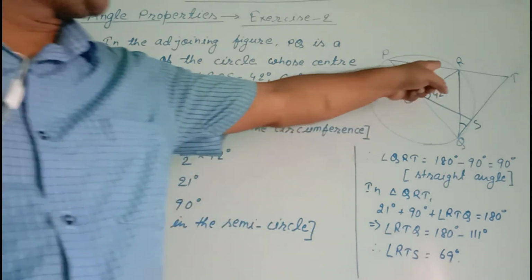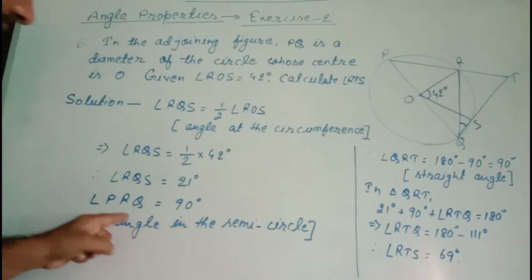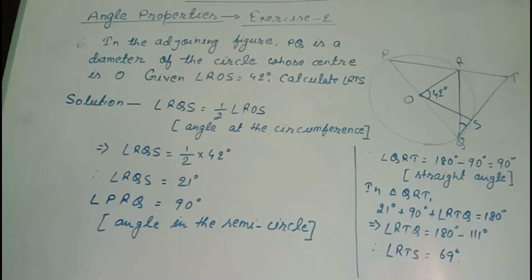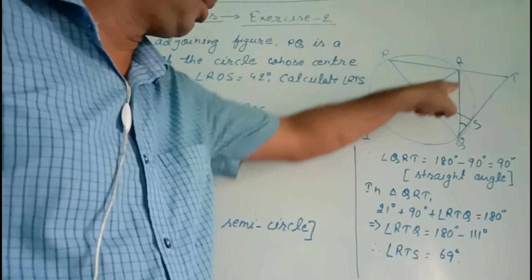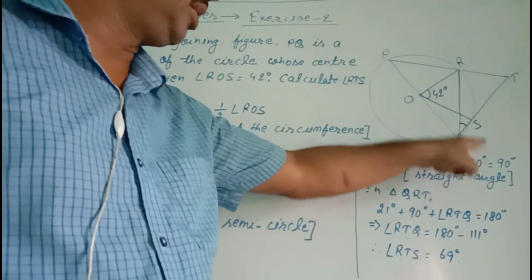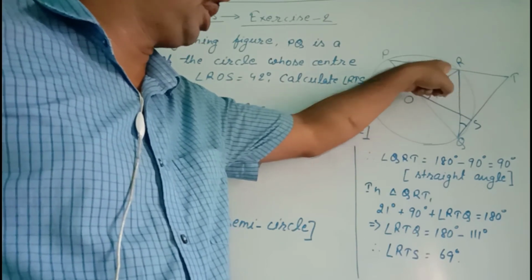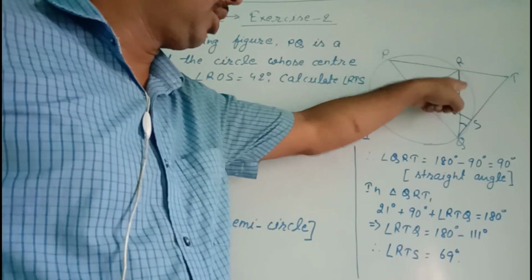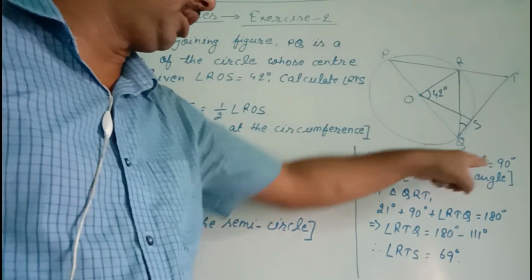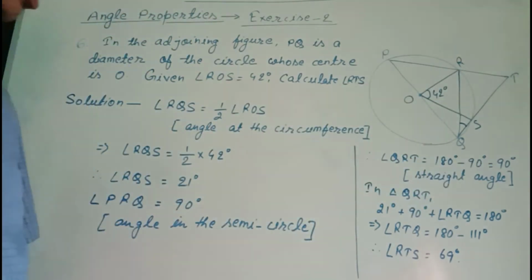Now PRQ, this angle, PRQ is 90 degrees, reason is angle in the semicircle from the theorem. Now QRT, this angle, QRT equals 180 minus 90 degrees, because this is a straight angle, so this is 180 degrees and this much we have 90 degrees. So this angle QRT equals 180 minus 90 equals 90 degrees, reason is straight angle.